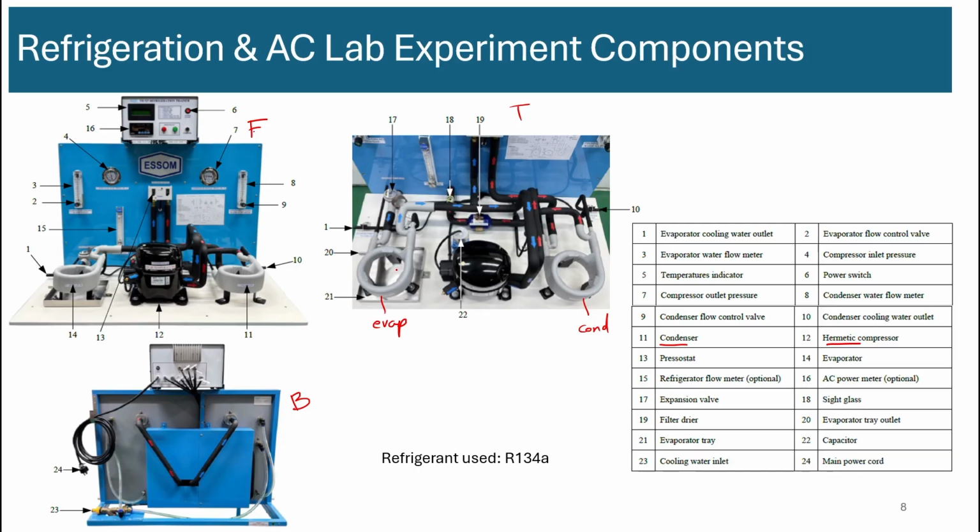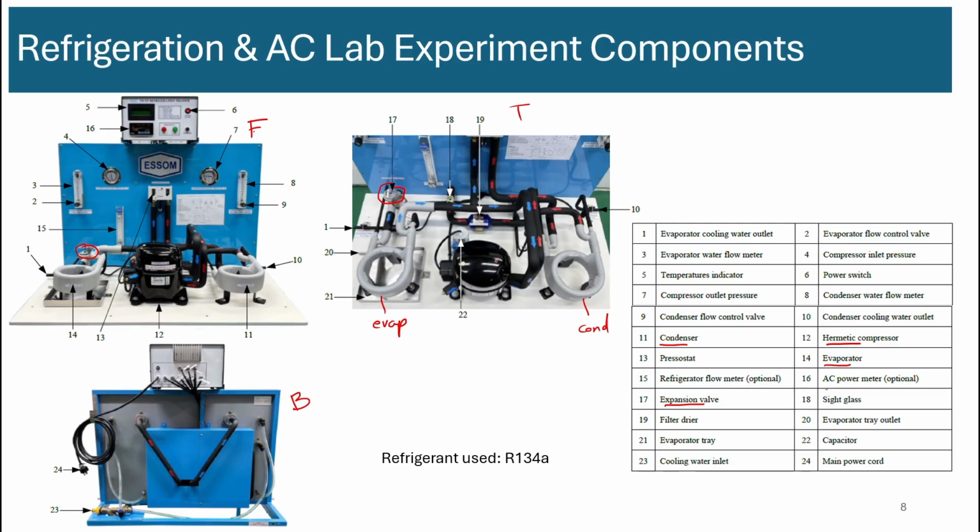The fourth device, the major device in the vapor compression system, is the expansion device. The expansion device is located here, the same as this, right? It expands high pressure refrigerant to a low pressure refrigerant and feeds the evaporator. So it's number 17 in this list, the expansion valve. Evaporator we already looked at. So those are the four major ones.